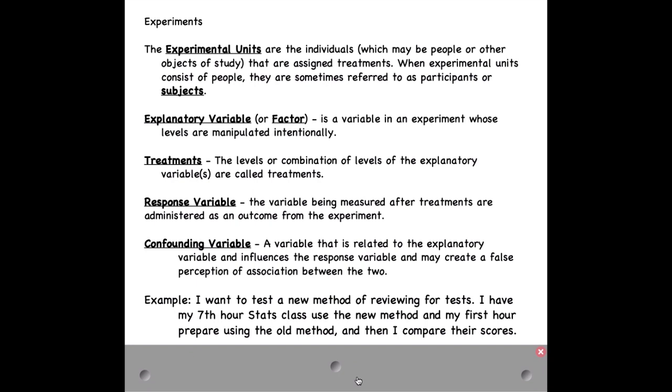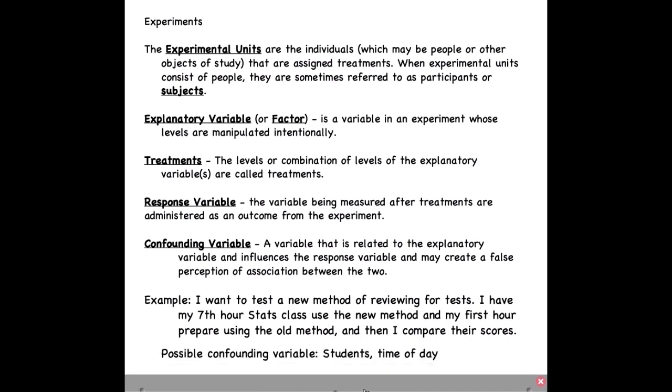Another example would be if I wanted to test a new method for reviewing for tests. And so I have my 7th hour stats class use the new method. I have my 1st hour stats class use the old method. And then I say, all right, I'm going to compare the scores. Whichever class does better, it must be the method. And there's actually a couple confounding variables here. One is the students. Maybe my 7th hour class just is stronger than my 1st hour class. The other is time of day. Maybe it happens that for stats, if you take it in the morning, you do better because you're fresh and it's the start of the day. Or reverse, maybe first thing in the morning, people are more tired and they're not ready to respond and recall information. So those would be potential confounding variables in that situation.